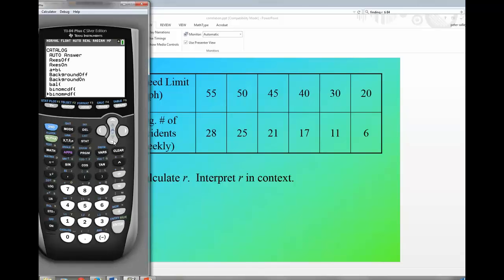Matter of fact, this catalog is a list of all the different functions that your calculator can do, most of which we won't use, but if you ever get lost and wonder where a button is, you can try to find it here. Anyways, I'm looking for the phrase diagnostics on, and I see that, so I'm just going to hit enter. This is technically something one should only have to do once in the lifetime of their calculator, unless for some reason you turned it off.